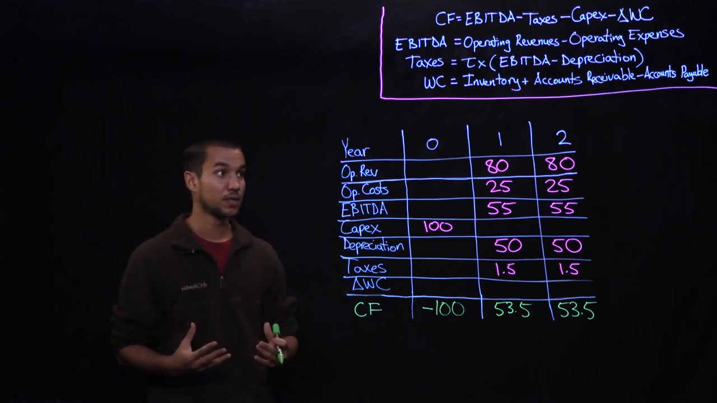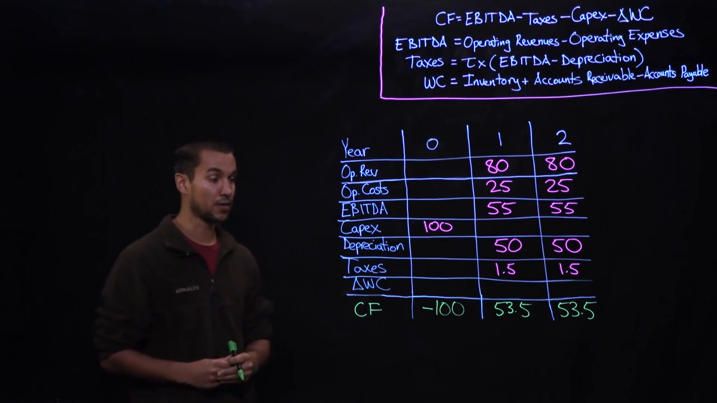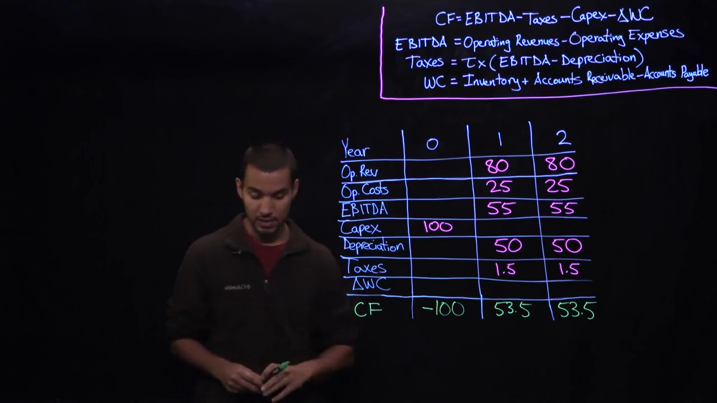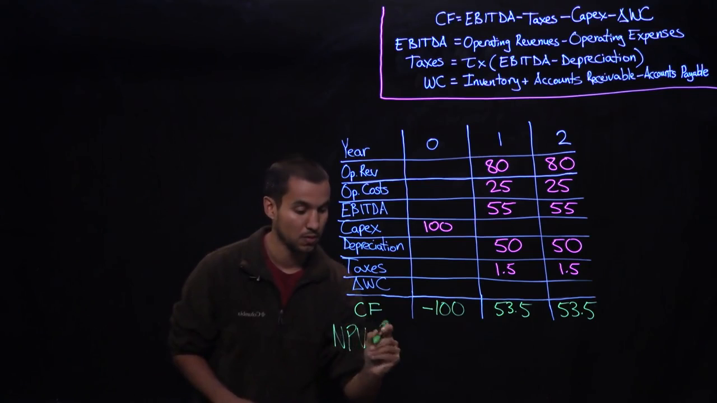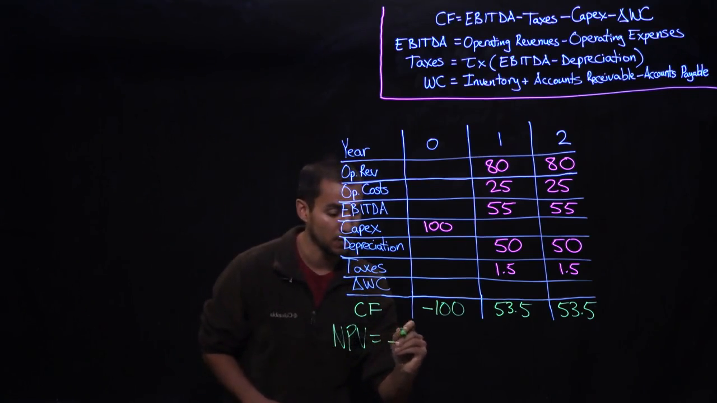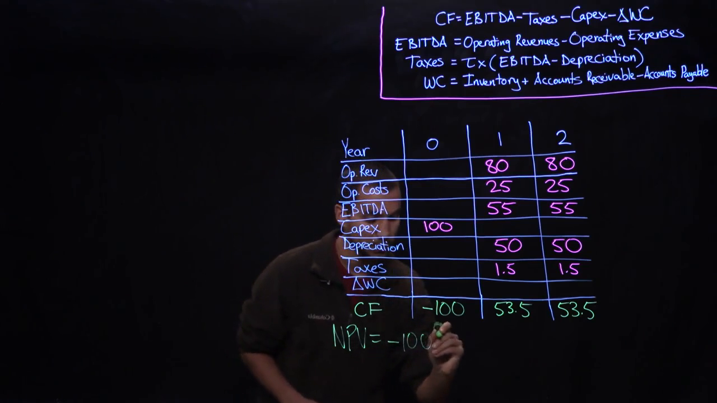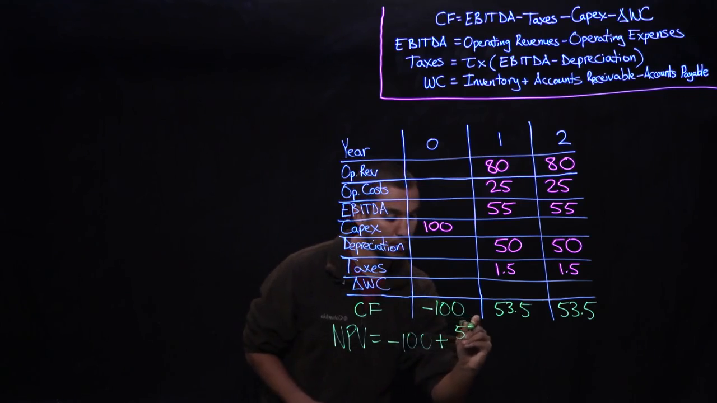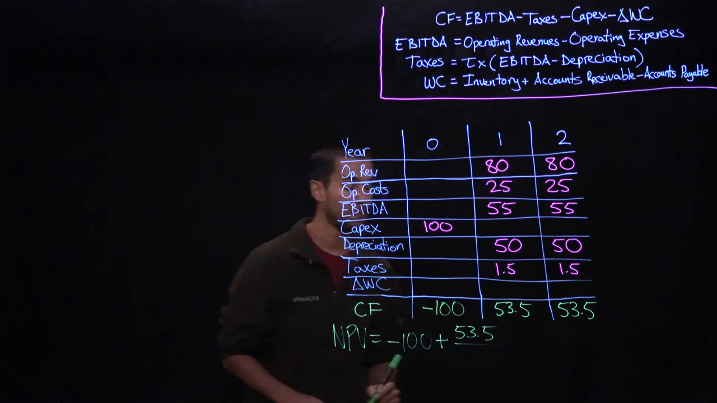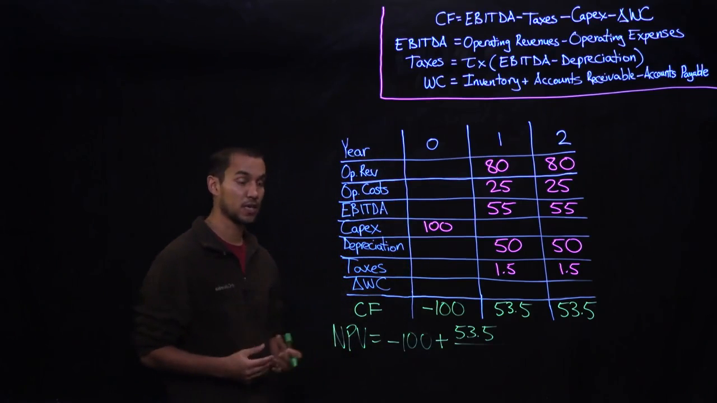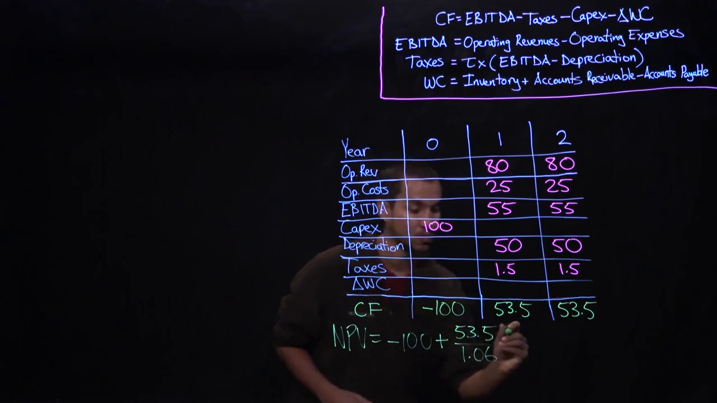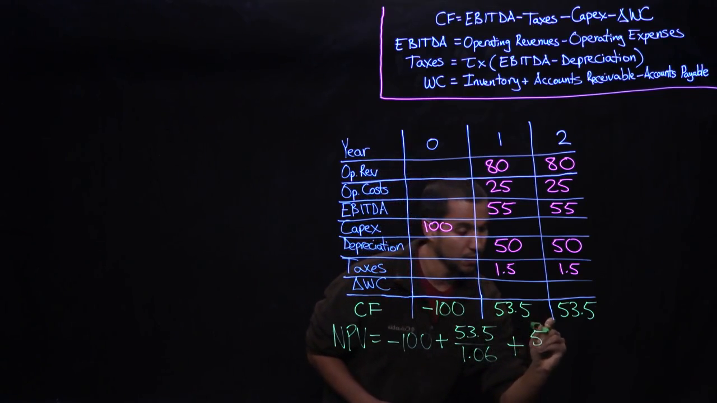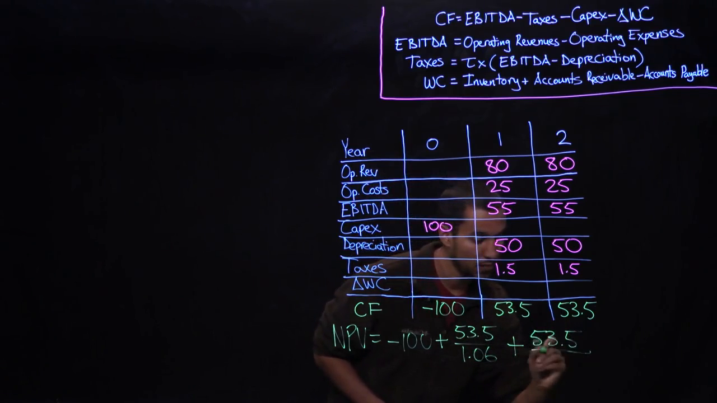And now we're at the point where we can actually calculate the net present value of this project. And so the NPV of the project is going to be equal to minus 100 plus 53.5 divided by 1 plus our cost of capital, or discount rate, which in this case is 6%, 1.06, plus 53.5 divided by 1.06 squared.